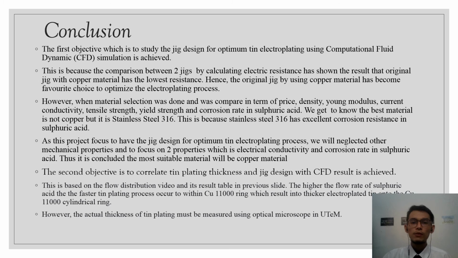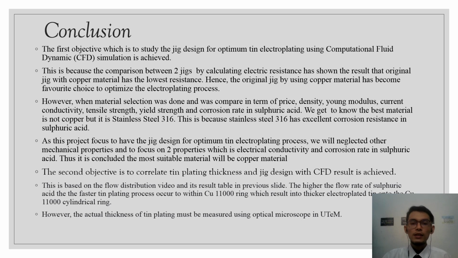However, when material selection was done and compared in terms of price, density, Young modulus, current conductivity, tensile strength, yield strength, and corrosion rate in sulfuric acid, we get to know the best material is not copper, but stainless steel 316. This is because stainless steel 316 has excellent corrosion resistance in sulfuric acid. As this project focuses on the jig design for the optimum tin electroplating process, we will neglect other mechanical properties and focus on two properties, which are electrical conductivity and corrosion rate in sulfuric acid. Thus, it is concluded the most suitable material for the jig will be copper.